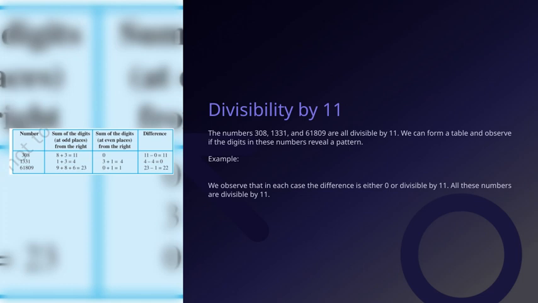This is a key point because it helps us quickly determine whether a number is divisible by 11 without actually performing the division. And as we see here, all these numbers are divisible by 11 based on this pattern, which highlights the importance of recognizing digit patterns in divisibility tests. This technique connects to our overall theme of understanding how patterns in numbers can simplify complex calculations.